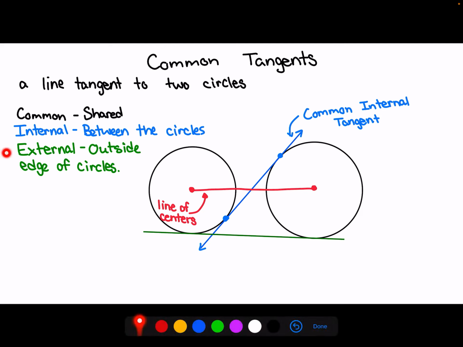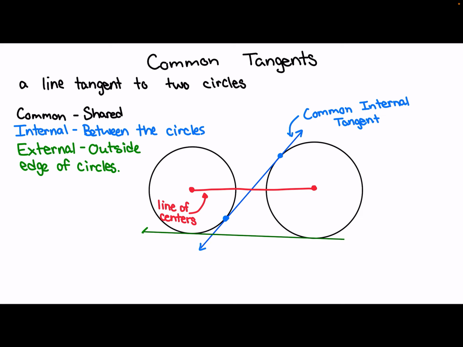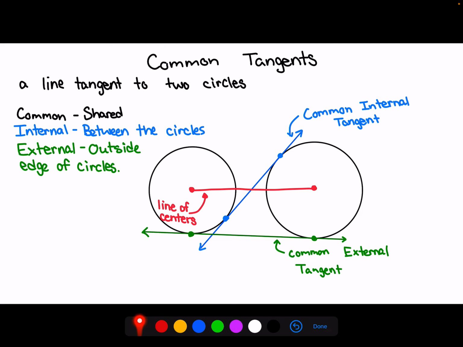And lastly, we have the external common tangent, or the common external tangent. Again, that touches the outside edges. As we can see, this tangent line does not go in between the two circles. It's on the outside edge of the two circles.